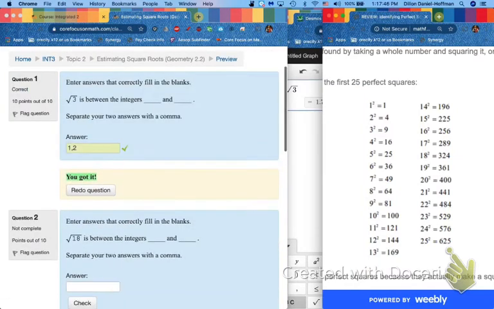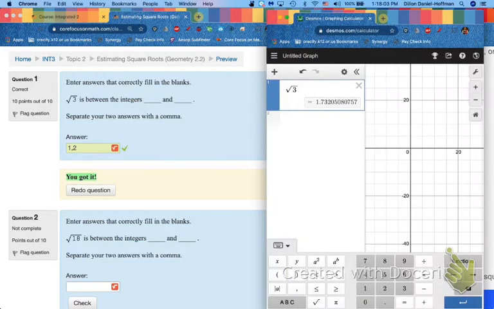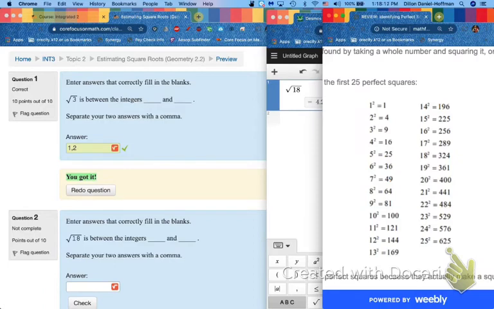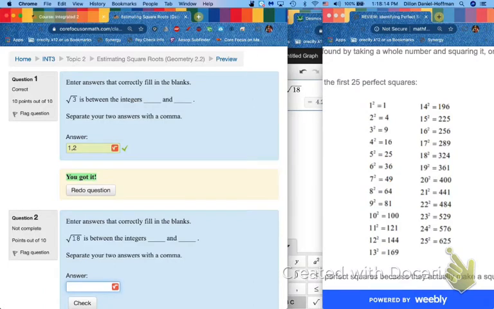Next, I could look at the square root of 18. All right, let's go down. It's greater than 1, it's greater than 4, it's greater than 9, it's greater than 16, it's less than 25. Okay, it's between 16 and 25. So that means if I take the square root of those, it's between 4 and 5. And once again, I can take the square root in my calculator, and it's going to tell me 4 point something, 4.24. So it's between 4 and 5. 4, comma, 5 is my answer. It's as simple as that.